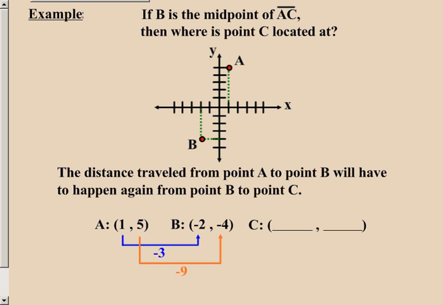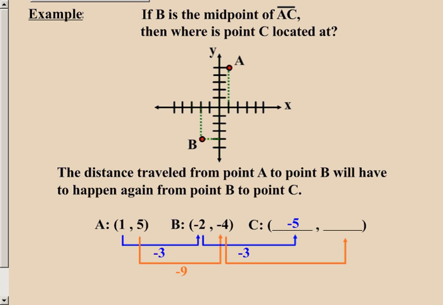Moving from point A to point B, the x value changed -3 units. So we are going to force it to change -3 units again. So if point B is at -2 on the x-axis, and then we move another -3 units away from point B, where would that put point C? Well, -2, -3 more is -5. That is where point C is going to line up with the x-axis.